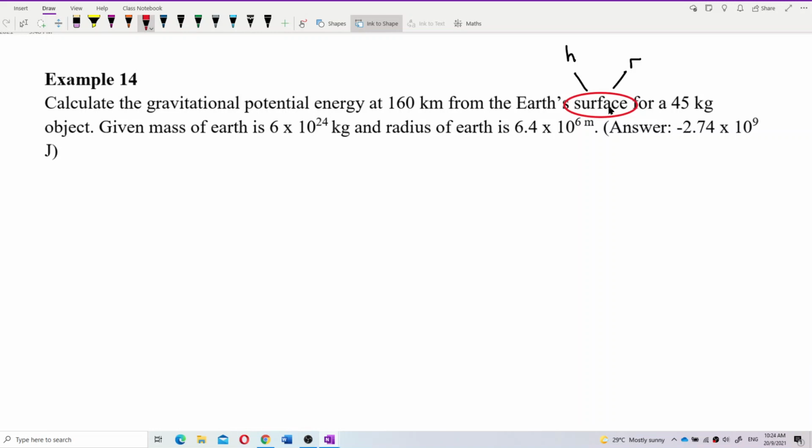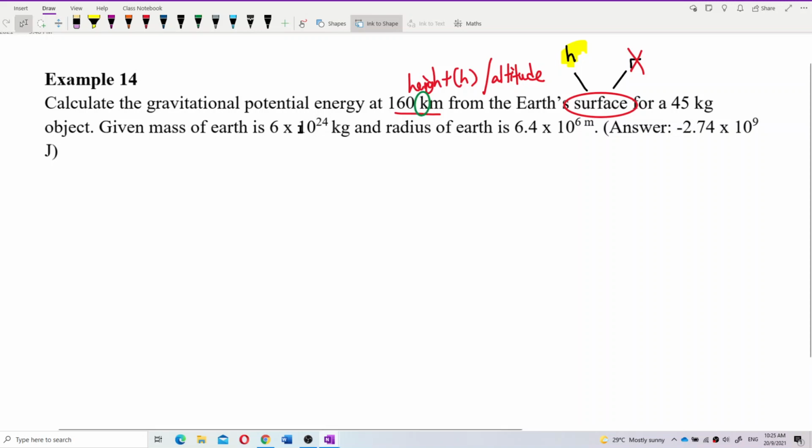So we all know the answer is not the R. It is the H, because from the surface, this is the height H, or we call it altitude. Remember, you have kilometer here, so you have to change it to SI unit. So this is the H, not the R, because it is from the surface.